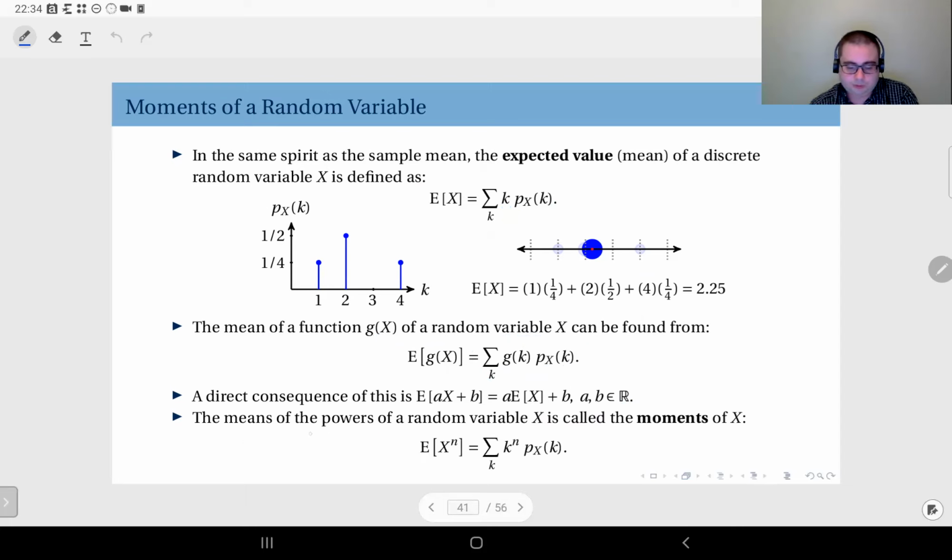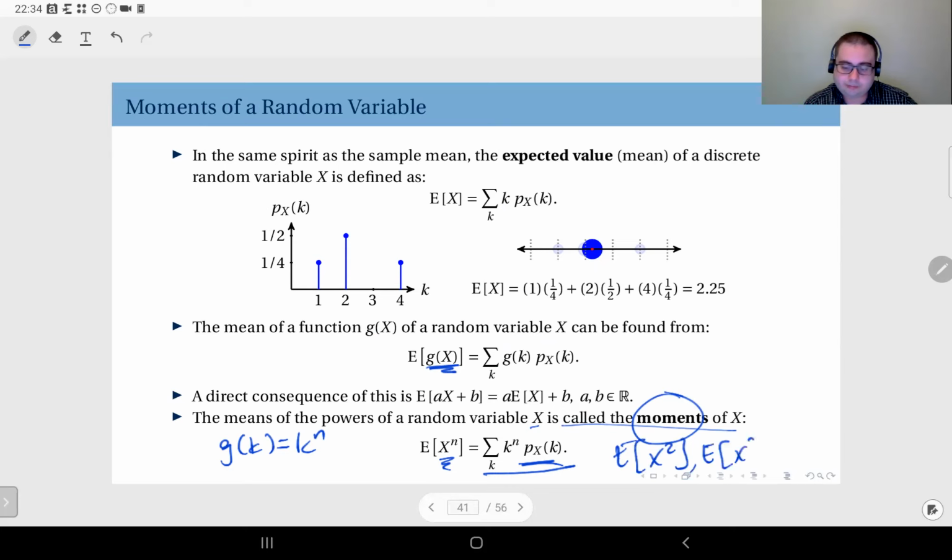And the powers of the random variable x give what are called the moments of x to the power n. You can see this as a function of the random variable x. So g of k equals k to the power n, if you will. And expected value of x to the power n can be found in this way. K to the power n multiplied by the assigned probability, add them up, you get the value. This we call moments of random variable x. And for instance, this is the second moment, this is the third moment, and in general, this is the nth moment.